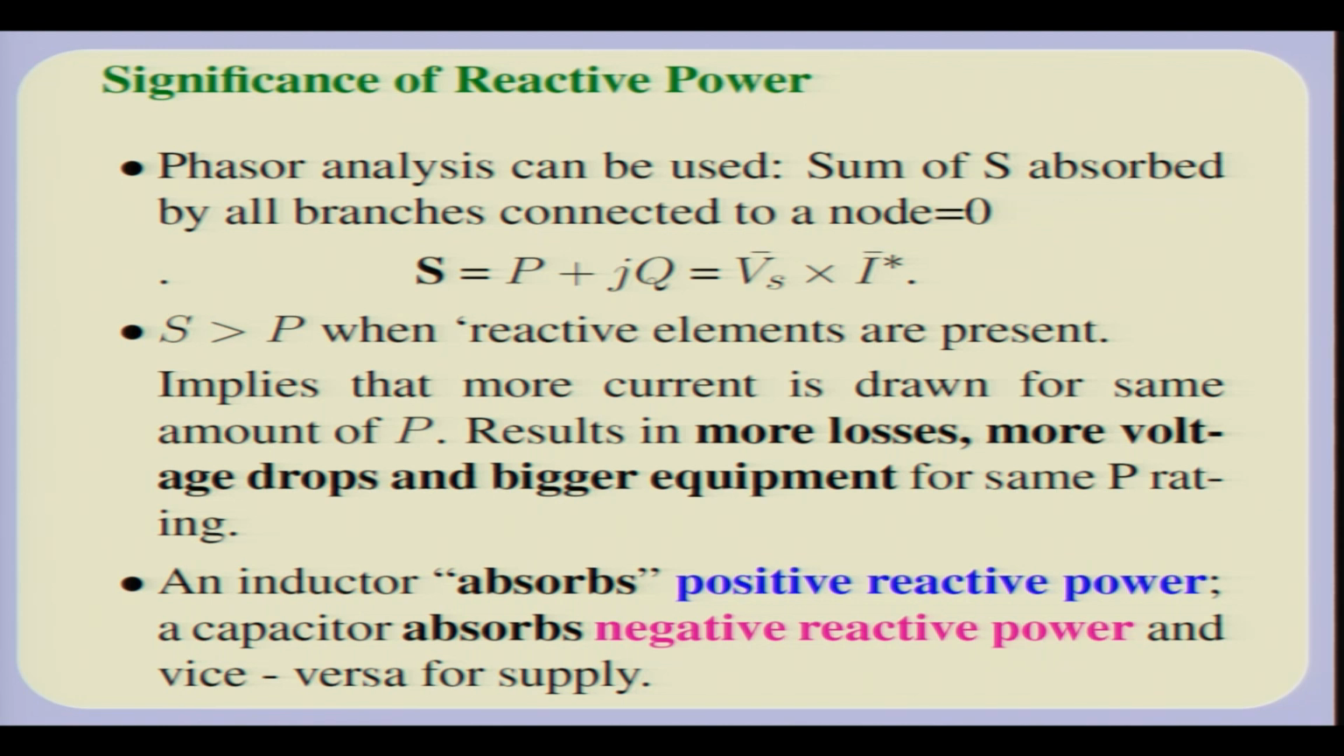KVL and KCL apply to phasor quantities. So, when you are talking of sinusoidal steady state, you can very easily show that in steady state, since the sum of currents at a node is equal to 0, it also means that if all of them are sinusoids of the same frequency, the corresponding phasors, the sum of all the current phasors incident at a node, are also 0.